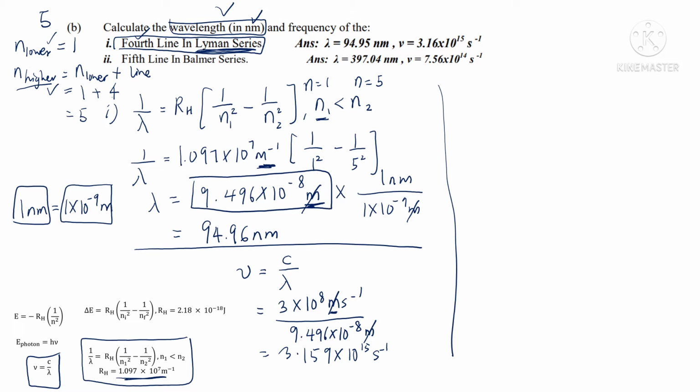For 5b2, we do the same thing. But now, this is the Balmer series, and it is the fifth line in the Balmer series. For the Balmer series, the lower energy level should be n equals to 2. To find the higher energy level, it is the lower level plus the line. So there is the fifth line, therefore the higher energy level is n equals to 7. With that, we substitute into the Rydberg equation for wavelength.